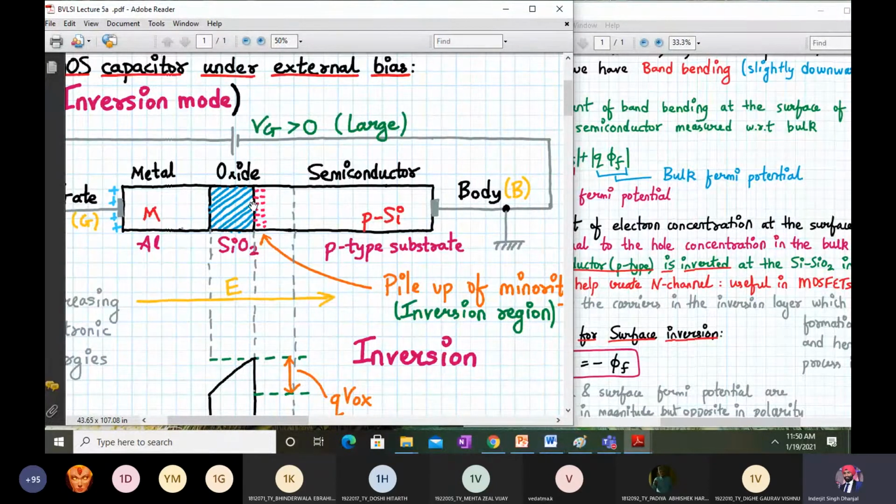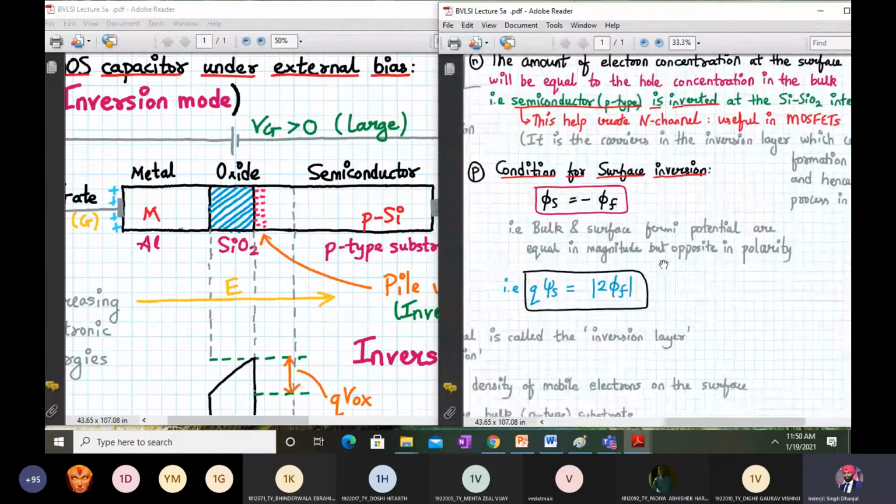MOSFET. Remember one thing, in this MOS capacitor there is no conduction of current possible. Only if you make a MOSFET out of it, the inversion layer will help the current conduction process. Okay, and next we go for the condition of surface inversion.